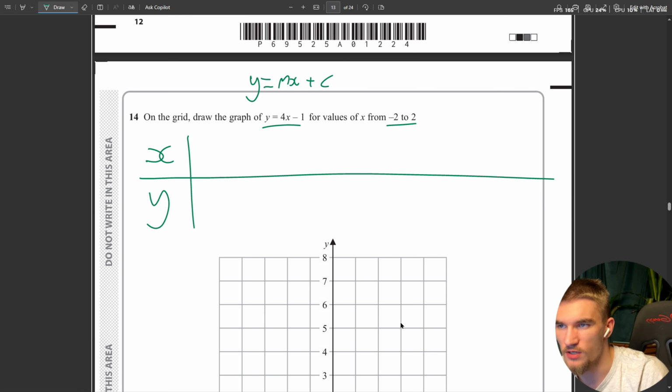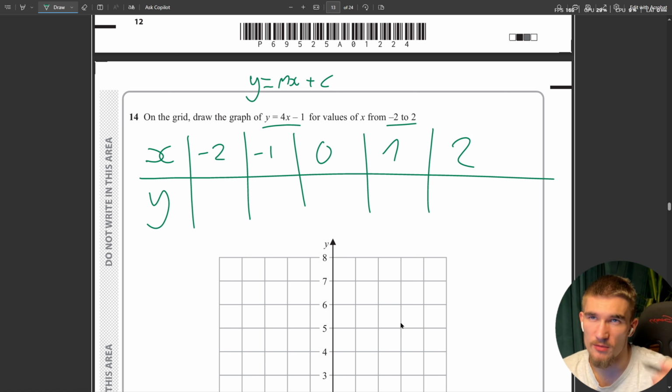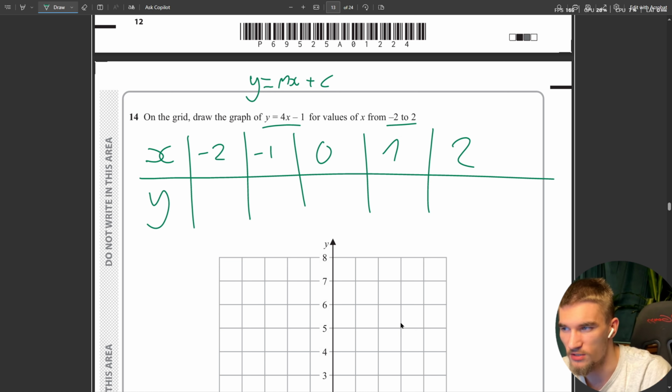So they said for the values of x is -2 to 2, so I'll just put values for x, so -2, -1, 0, 1, 2. So I went from -2 to 2, like they asked me to. And now I'm just going to substitute x's with these values. So I'm going to do 4 times by -2 minus 1, right? So 4 times by -2 gives me -8, -1 is -9. Now, -1 times by 4 gives me -4, -4 minus 1 gives me -5.